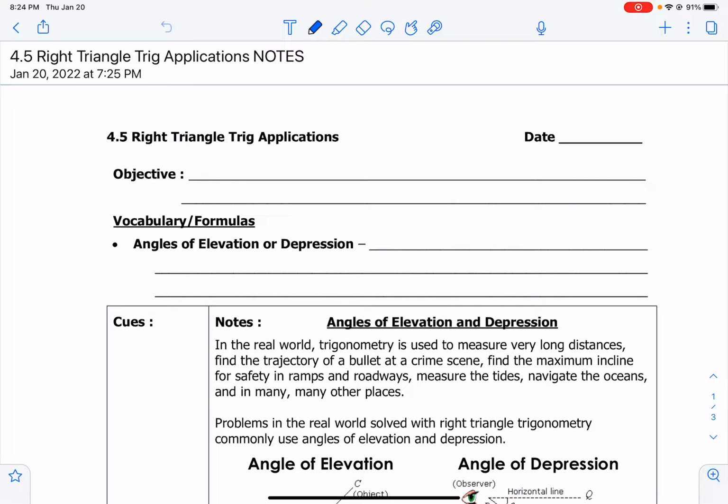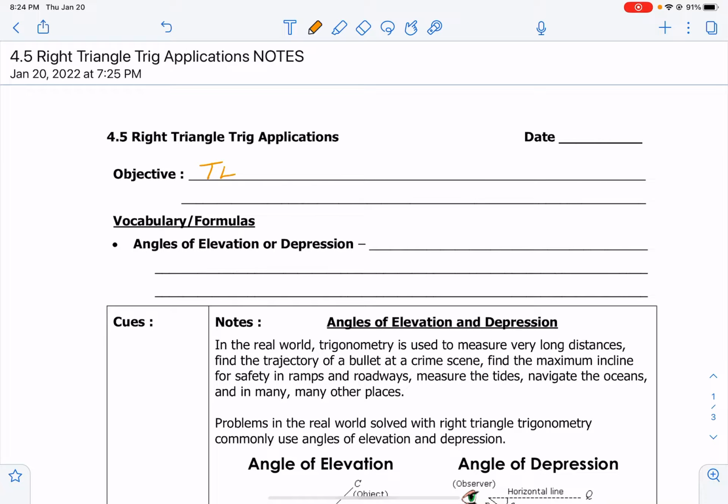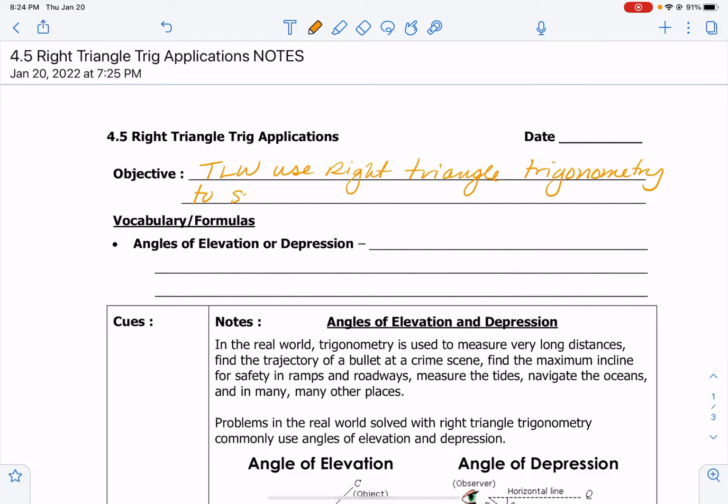Sine, cosine, and tangent, and applying those ideas to some real-world situations. So our objective: the learner will use right triangle trig to solve real-world scenarios.